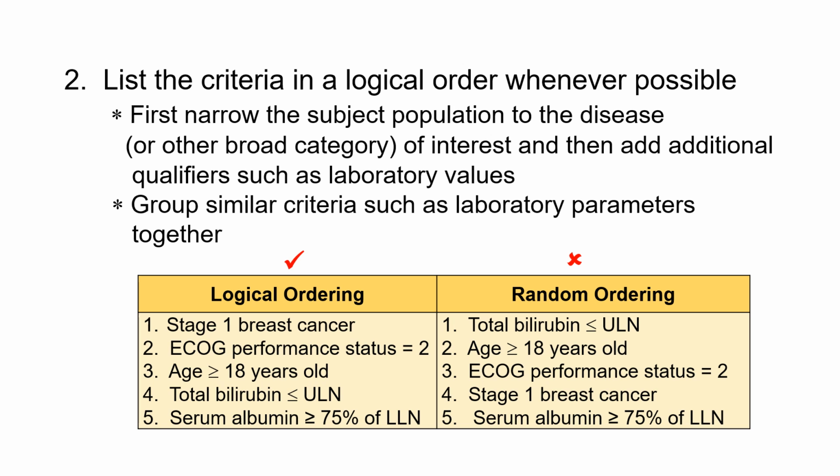The performance status describes a cancer patient's level of functioning in terms of their ability to care for themselves, daily activity, and physical ability. And a performance status of 2 means the patient is ambulatory and capable of all self-care, but unable to carry out any work activities. This is followed by the age, and then the laboratory parameters, which were grouped together, which are your total bilirubin, less than or equal to the upper limit of the normal, and serum albumin of more than or equal to 75% of the lower limit of normal.